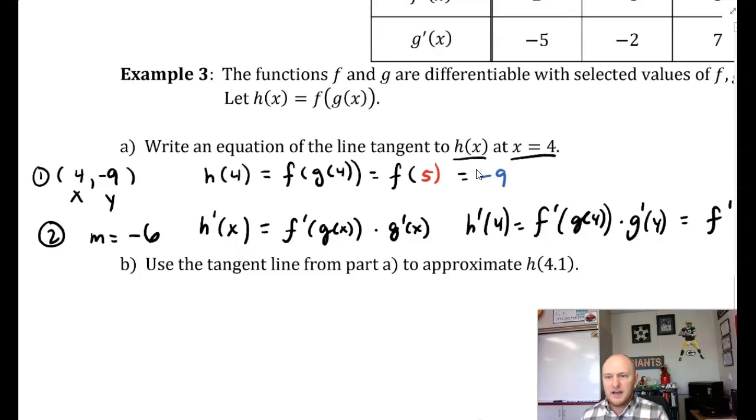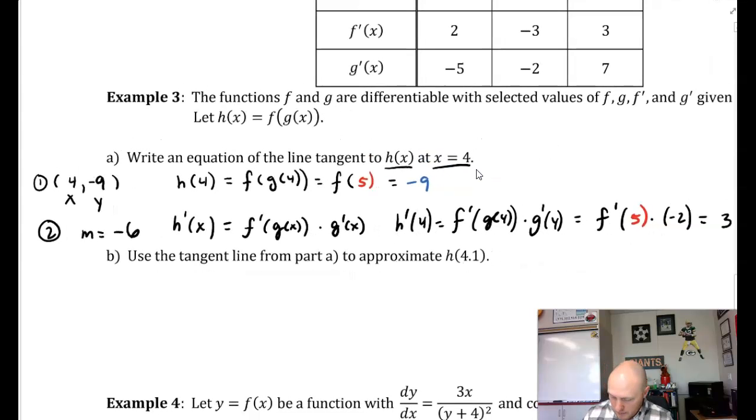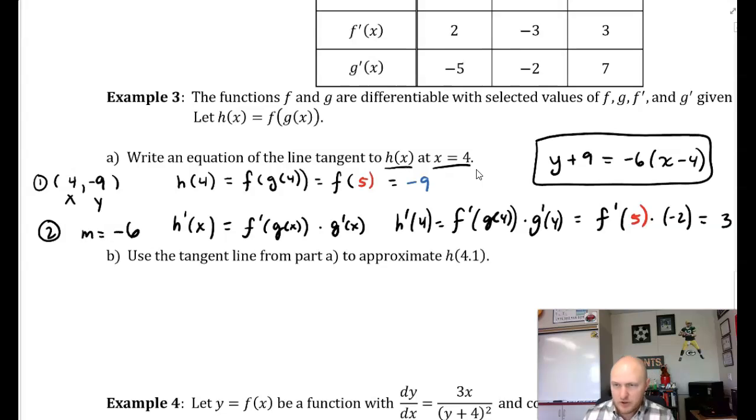All right, I have my point and I have my slope. So therefore, my equation of my line is y plus 9, not 6, that's the slope, is equal to -6 times x minus 4. So there's our equation. Okay, here is the new learning. Here's where part B comes into play. Use the tangent line from part A to approximate h of 4.1. So again, this is my tangent line. It's not my actual function, but I can use this to approximate values.